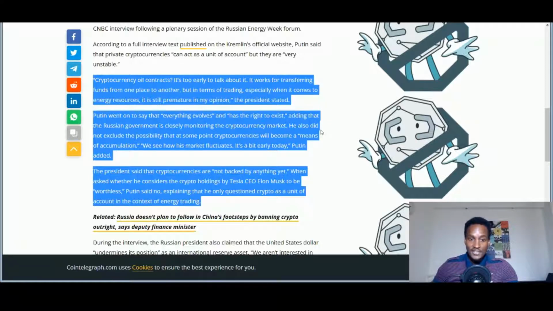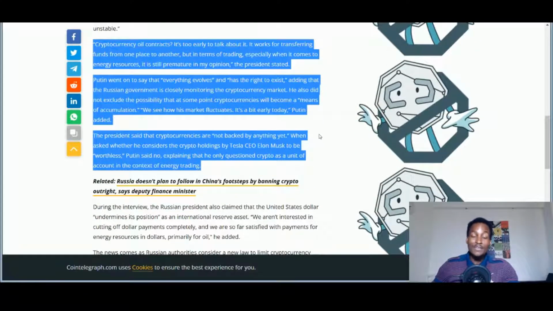So the president said that cryptocurrencies are not backed by anything yet. When asked whether he could, fiat money is not backed by anything as well. No, I'm not laughing at Putin. I'm just laughing at this general statement that's said by a lot of people. Anyway, they're not backed by anything yet. It's a valid point, however.